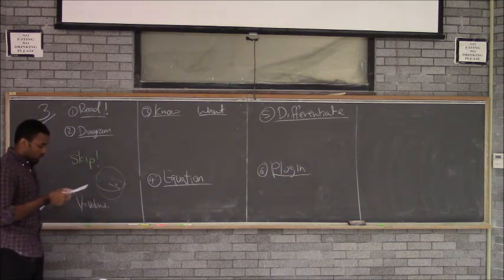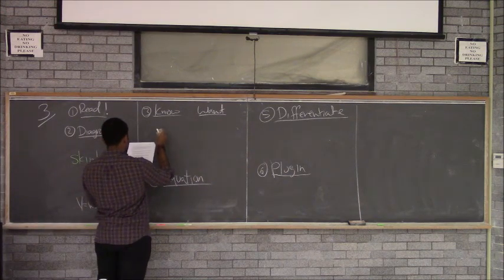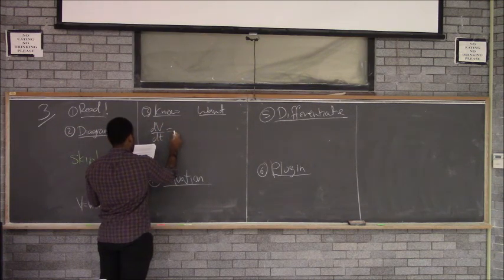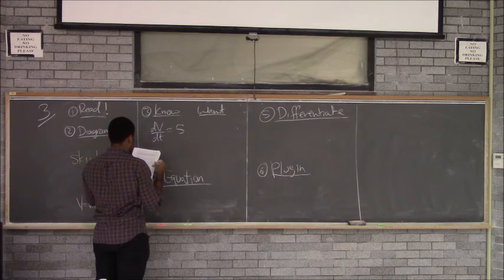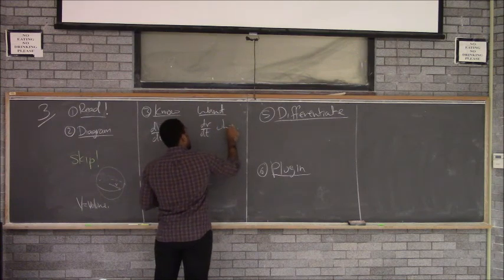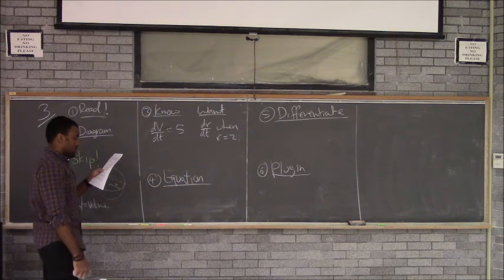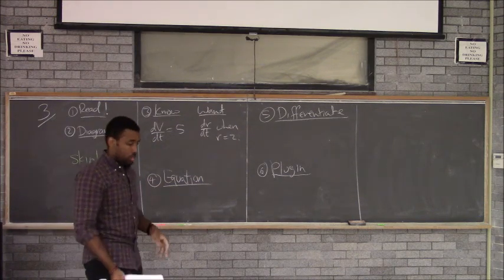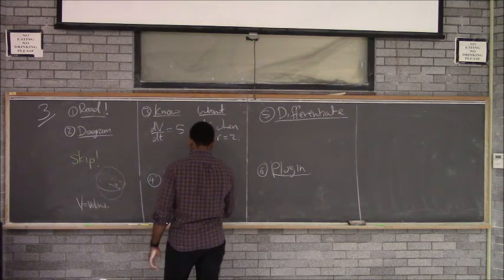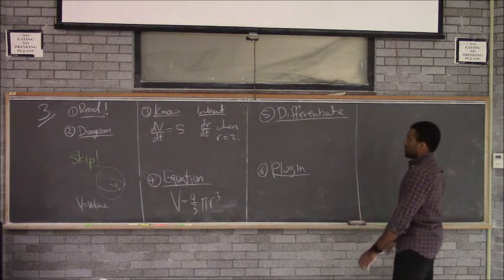Okay, now what about the rest? What do we know? We know dV/dt. What is it? What do we want? And then the equation, well, I gave 4/3 pi r cubed. So, differentiate.